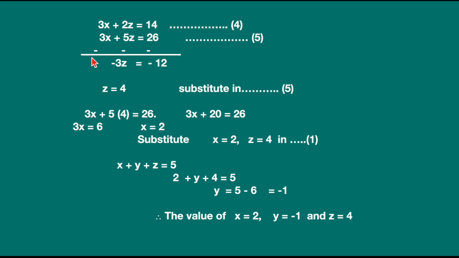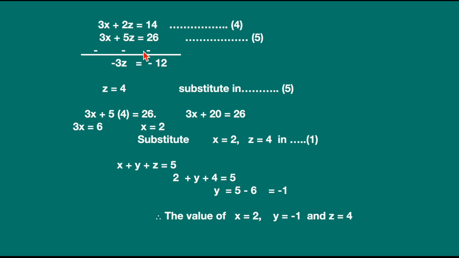So here, if you change the sign, plus becomes minus, so that this can be eliminated. You have to change the sign for everything. Here also plus, it will become minus. Here also plus, it will become minus. So this will become 0. 2z minus 5z is minus 3z. 14 minus 26 is minus 12. Z is equal to 4.